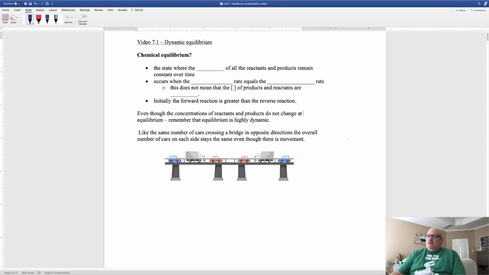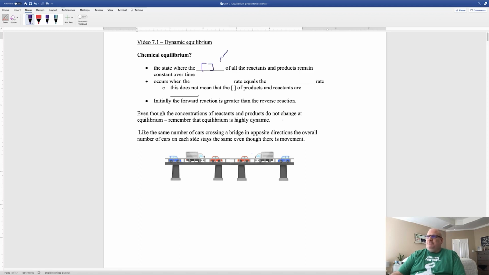Okay, today we're going to talk about equilibrium, and so let's just jump right in. We're not just talking about equilibrium, we're talking about dynamic equilibrium, and the question is, is that any different than regular equilibrium? And the answer is absolutely yes. But let's define what equilibrium is first. It is the state where the concentration of all the reactants and products remain constant over time.